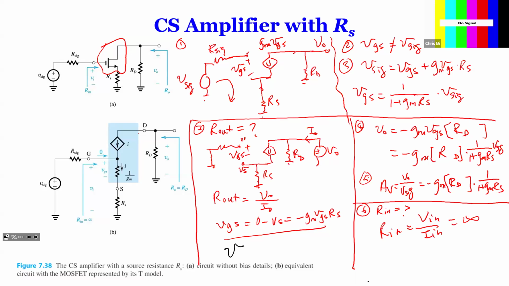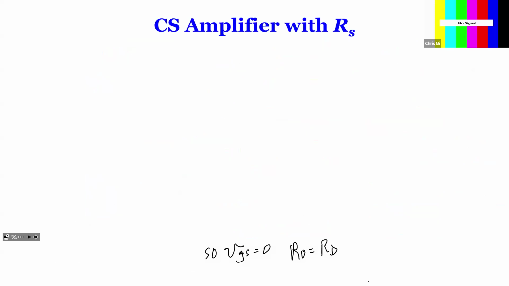So if VGS is 0, then basically what happens? If VGS is 0, which means this current, the VGS times GM, is 0. So this means this current source is open. If that is open, when we look at this way, what do you have? This is open, so VO over IO is actually RD. So therefore, we conclude that RO is equal to RD. So that was a little bit of a hiccup over there that we tried to figure out.